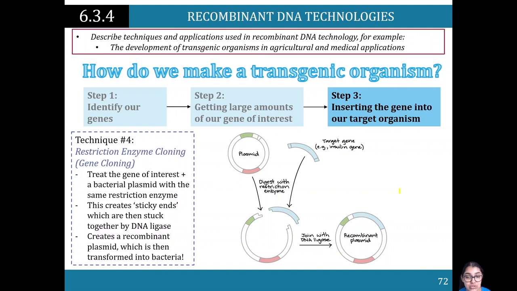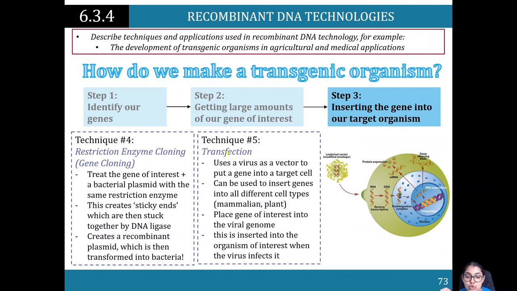We can do it through restriction enzyme cloning, like in that earlier example, where we get the target gene, get the plasmid, put them together to make a recombinant plasmid, and put it into a bacteria. We can also use transfection, which is using a virus as a vector to put the gene into the target cell. Remember, viruses don't have their own machinery to produce proteins. So we're going to put a gene into the virus.